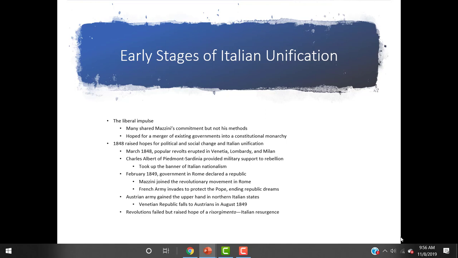March of that year, the popular revolts erupted in Venetia, Lombardy, and Milan, and Charles Albert of Piedmont, Sardinia, provided military support to the rebellion. He took up the banner of Italian nationalism.